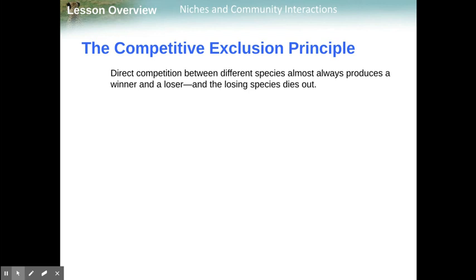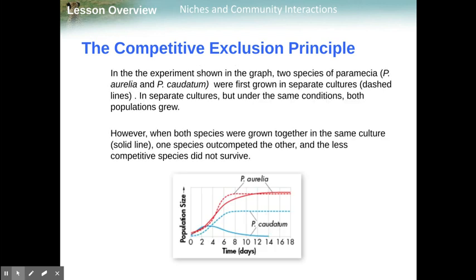So when we have direct competition between different species, it always gives one winner and one loser, and ultimately the losing species will die out. Okay. Now we have this example of two different organisms here. We have Paramecium aurelia and caudatum. They were first grown in separate cultures. You can see what occurs there.